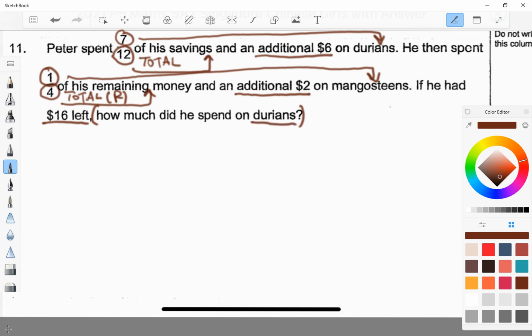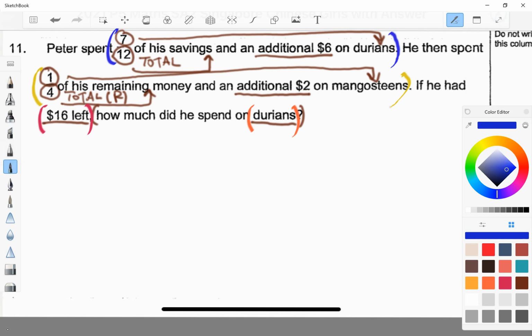There we have it. Now, having done the basic annotation, I will use my highlighters. BYROG, do you still recall what they stand for? So B for blue, 7 out of 12 of the savings, additional $6 on durians. Y for yellow, 1/4 of the remaining, additional $2 on mangosteens. And R for red, $16 left. O for orange, they're asking us how much did he spend on durians. So right now, I will show everyone how I draw the model.